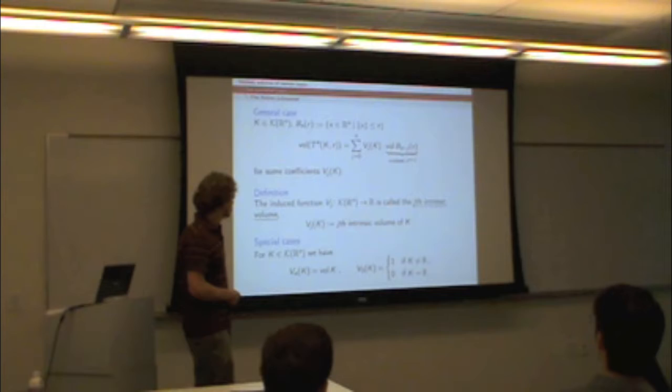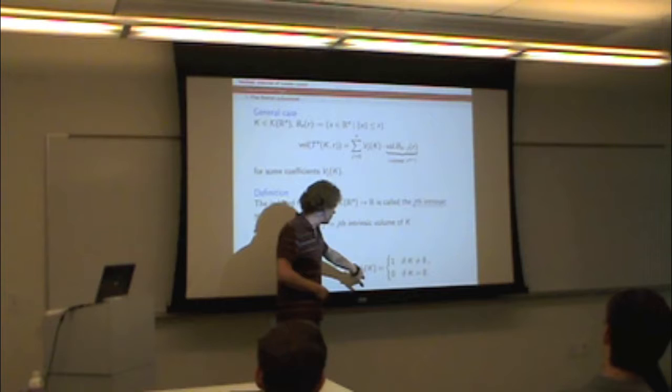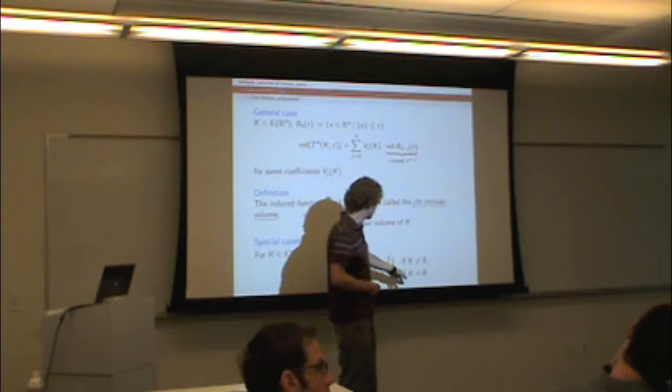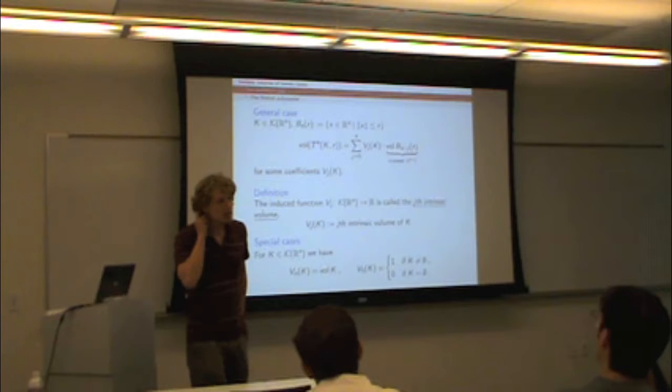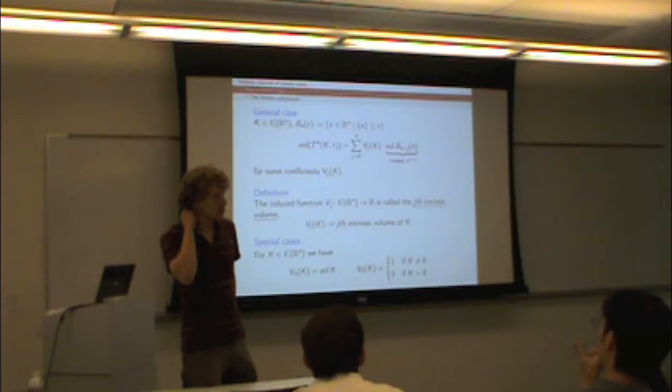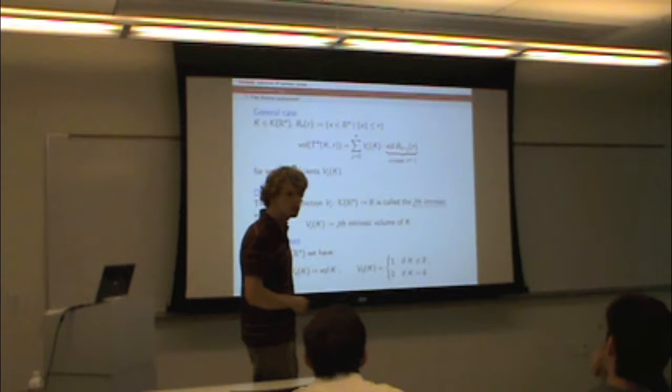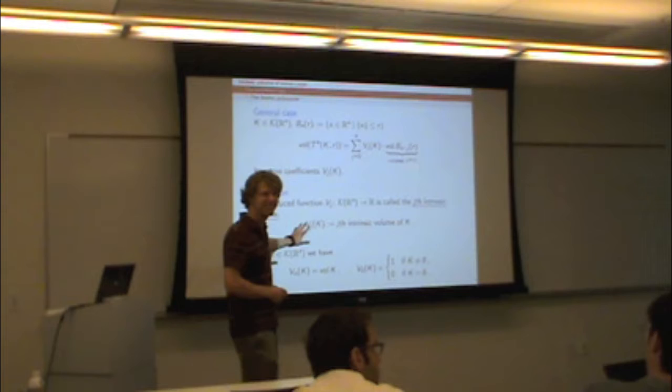Just one remark. V0 of K is also the Euler characteristic, right? If K is the empty set, then the Euler characteristic is 0, and it's 1 if K is not empty, because it's convex. Usually V0 is a set of two distinct points, and usually it has more points, like two. Is that not correct in this case? No, no, it's the Euclidean case. It's not the spherical case. Oh, yeah. It is the Euclidean case.